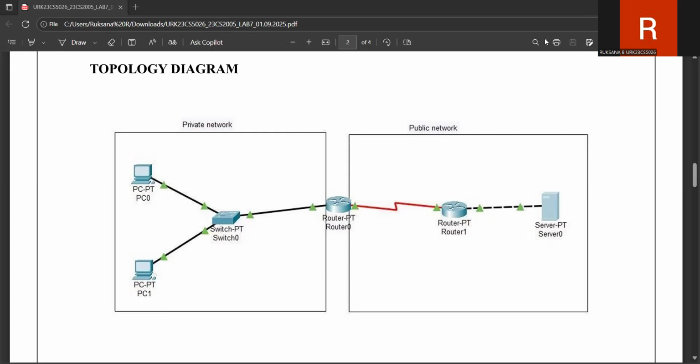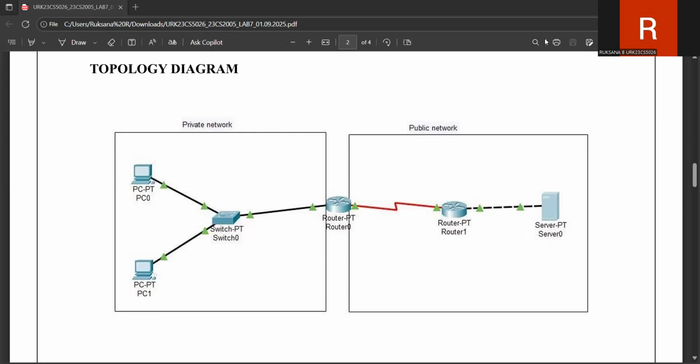So, as you can see, the topology diagram. This topology consists of two routers, two PCs, and one server. Router 1 represents the internal network gateway. Its fast Ethernet interface FA0/0 has the IP address 192.168.1.1 and it connects to PCs in the private network.